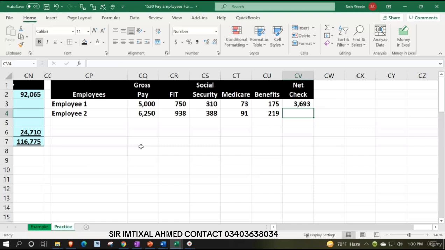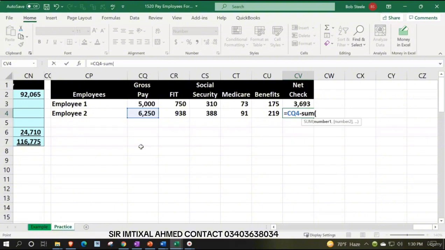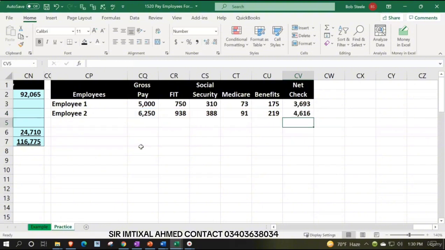And then the net check, I'll calculate it a little bit differently this time. This equals the gross pay minus the sum of these items. So that's a little bit cleaner of a formula, a little bit more fancy, same kind of thing though. So that's going to be the general idea.